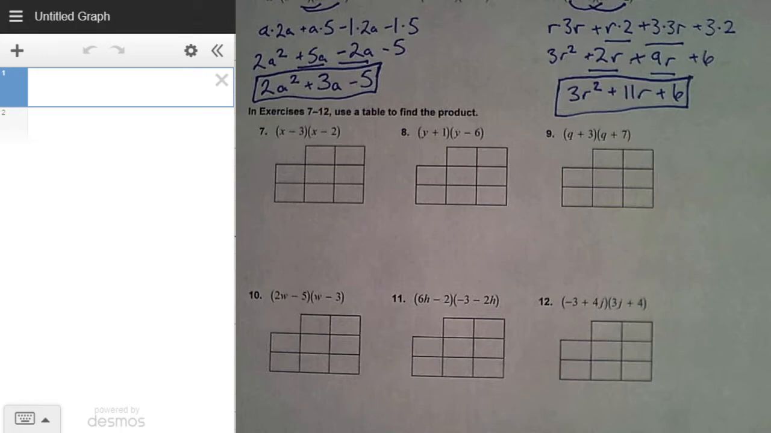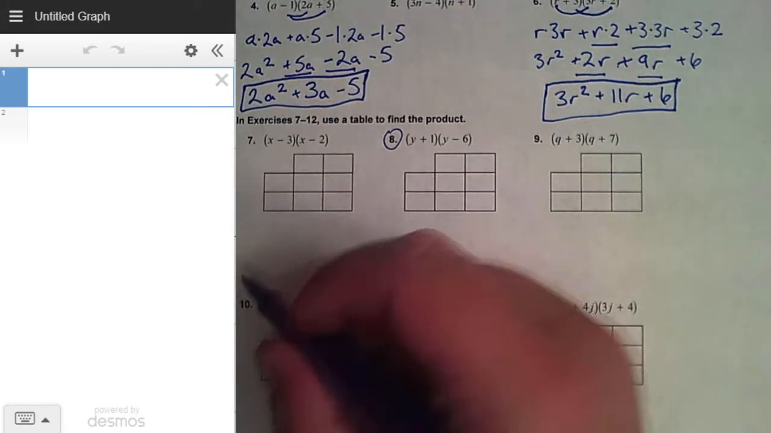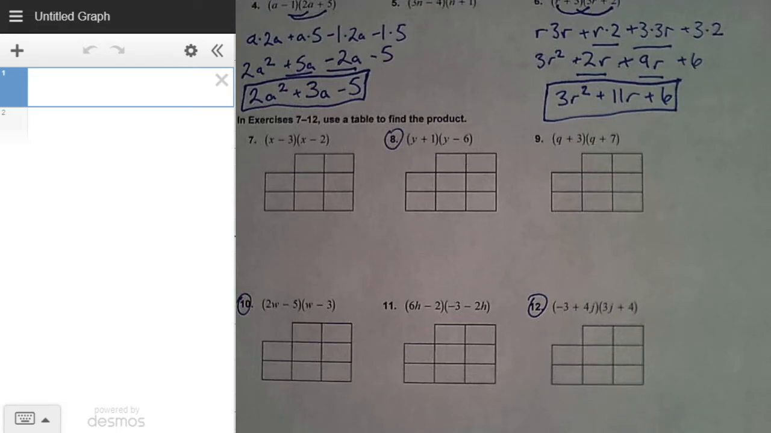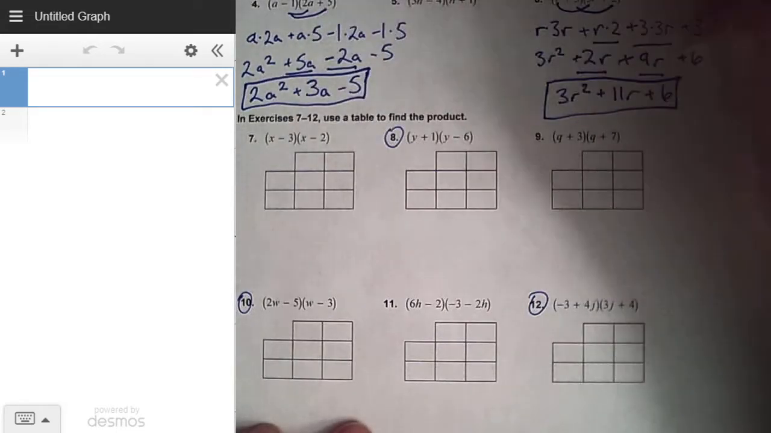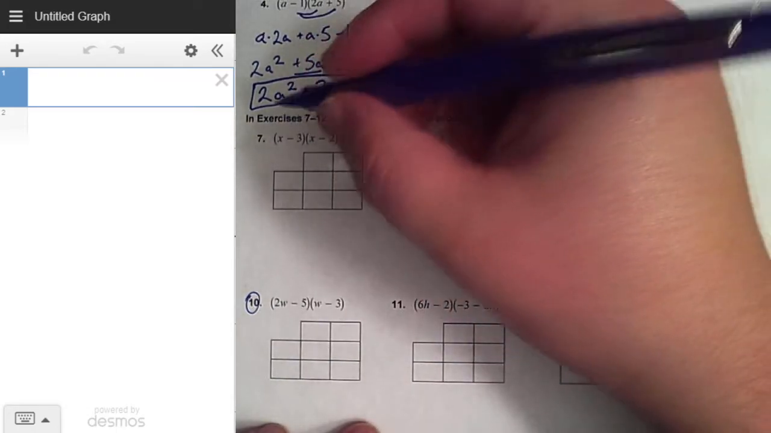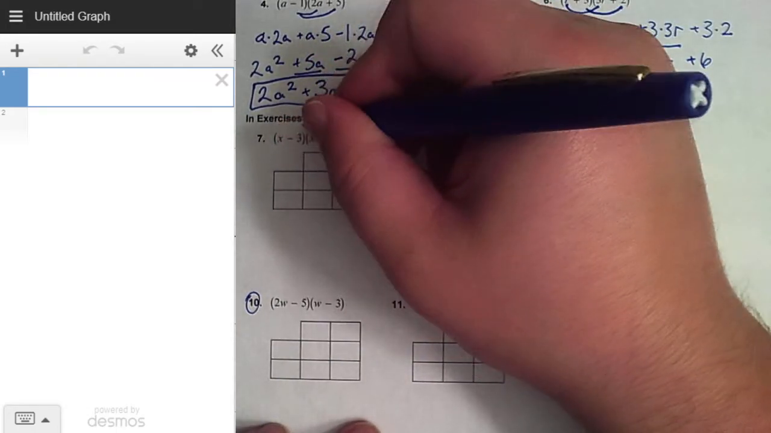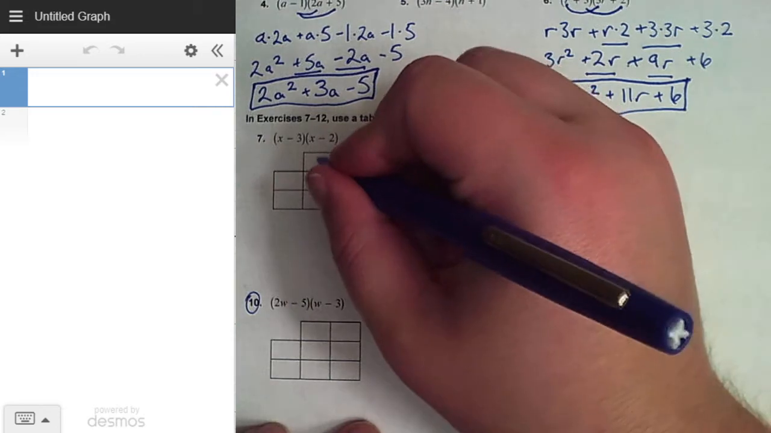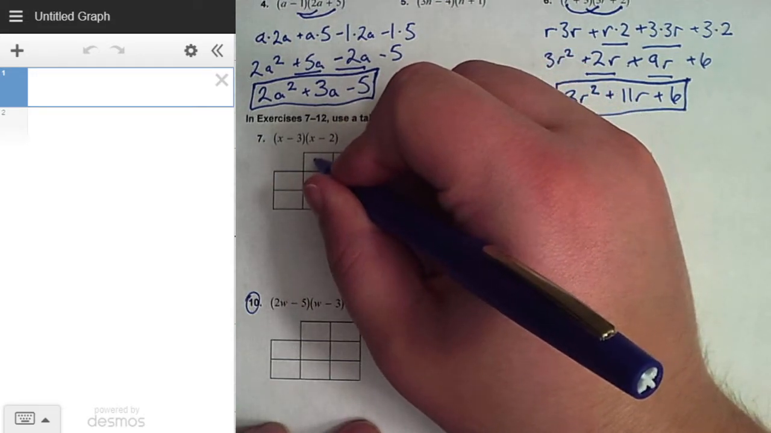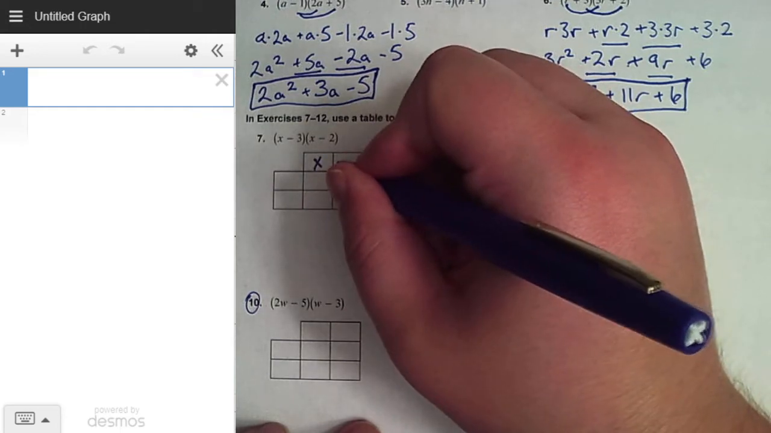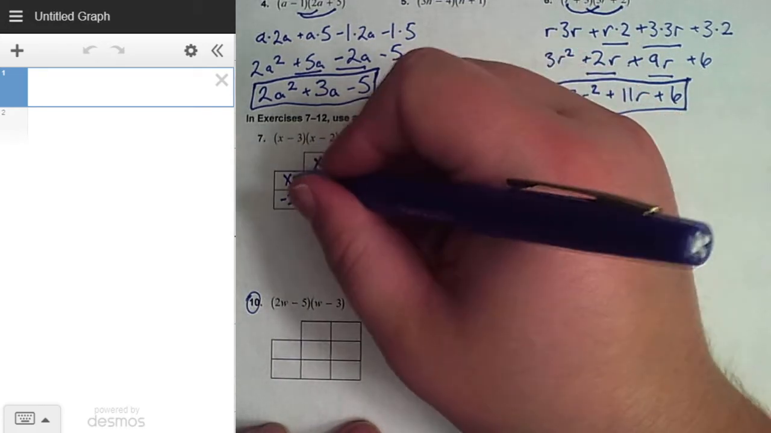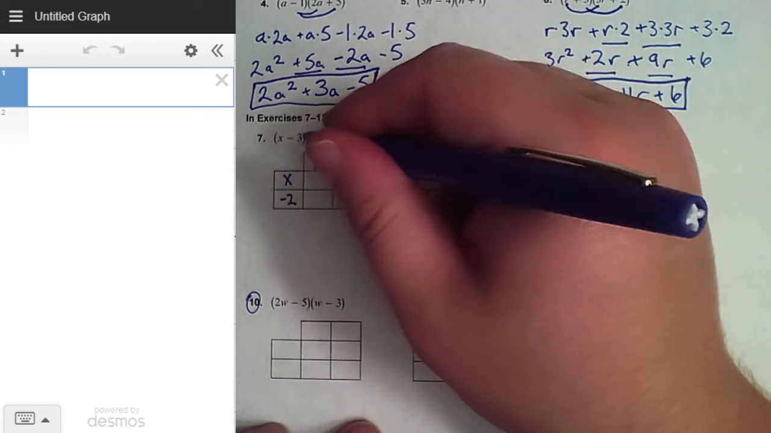Before we get into this, because we are doing 8, 10, and 12, we're just going to look at 7 to compare our two methods. So our previous method, we said we're taking each term in the first times each term in the second. So what we're looking at here is x minus 3 and x minus 2. So those are our two polynomials there.